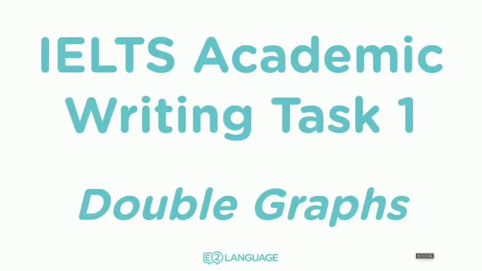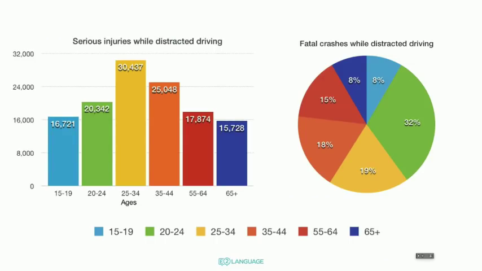Hey guys, Jay here. In this live class, we're going to look at IELTS Academic Writing Task 1, and we're going to look at probably the trickiest one, which is when you get a double graph, which, by the way, looks like this. So what are you supposed to do if this is what you are faced with on test day in the IELTS Academic?